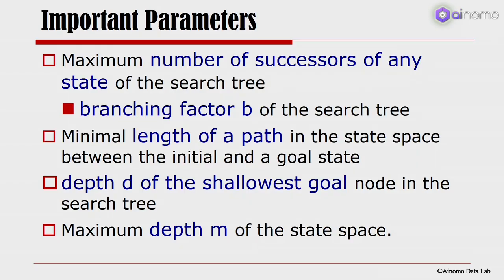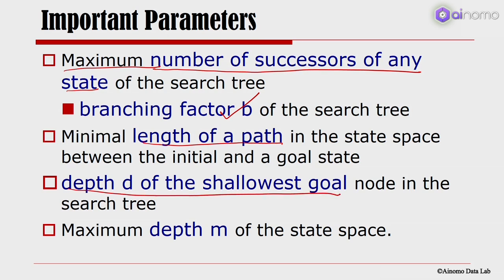So what are the important parameters that one needs to look at before we go into the search techniques and their evaluation? There are three interesting things that need to be remembered. We talk of the number of successors of any state, the maximum number. That's called the branching factor. Then we talk of the length of a path in the state space, the minimal length, which is the depth of the shallowest goal, that's d. So we need to understand something about d and something about b.